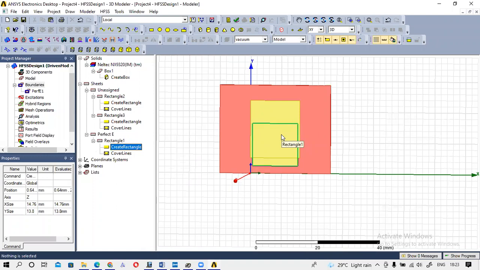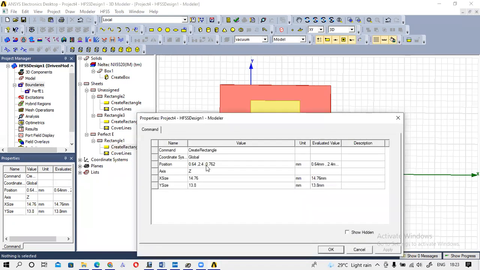So it is like this, but it is not like this. I have to add another 5 millimeter, because here we have moved this rectangle 5 millimeter to the y-axis. So I have to add 5 millimeter to the y range. That means it should be 7.4.